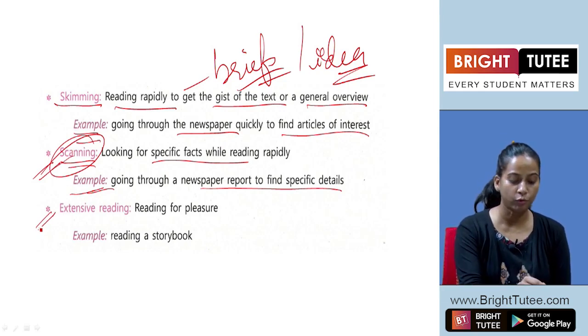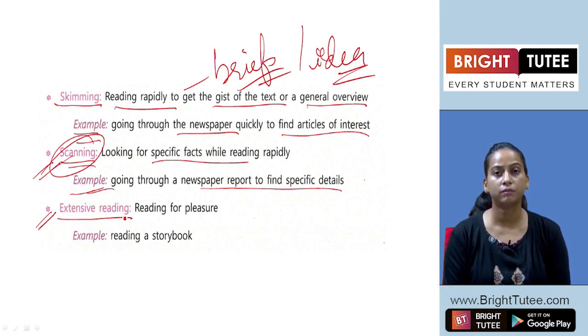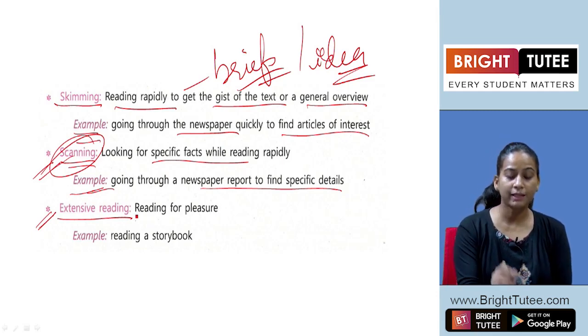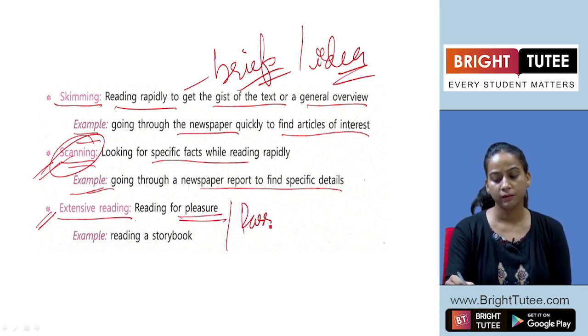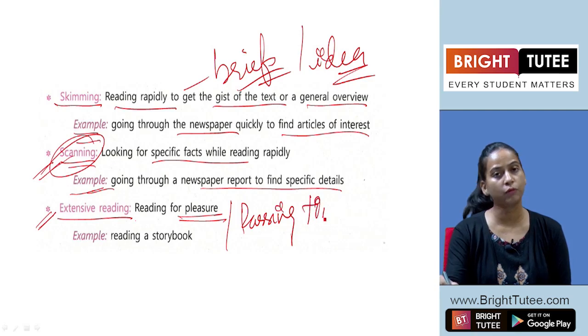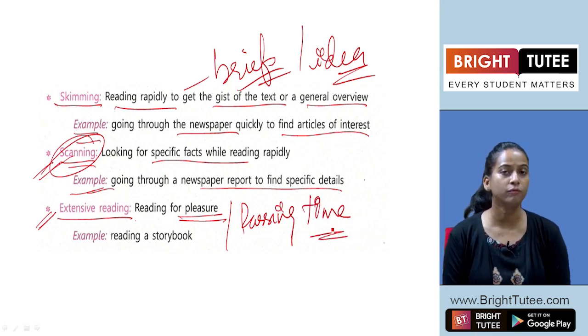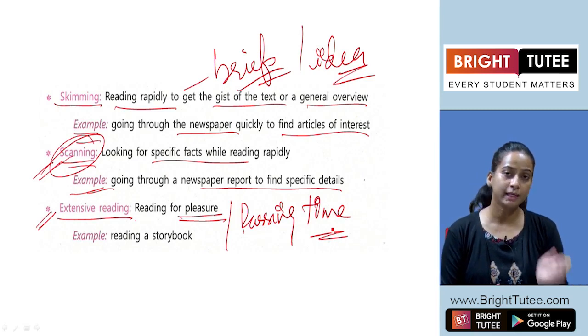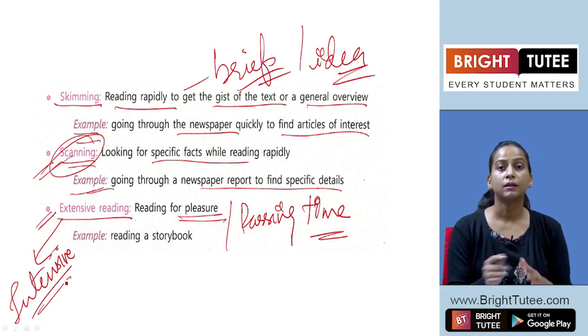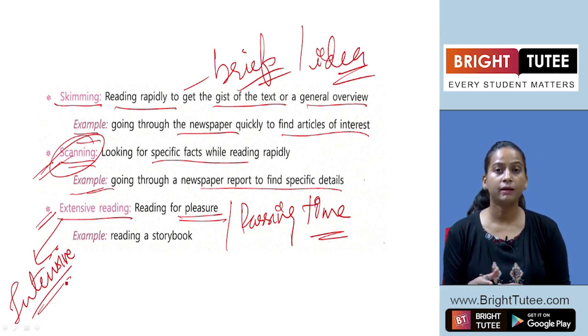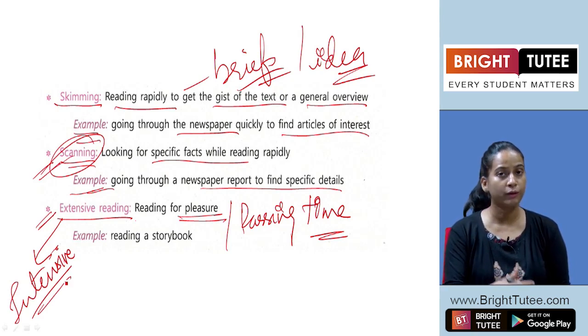Now we are moving to the fourth one, that is extensive reading. Extensive reading is totally opposite of intensive reading. Here, in extensive reading, why are we doing it? Only for pleasure, or just for passing the time. We do this sort of reading for that. But the opposite of that, intensive reading, you must be remembering, was with full concentration and full focus while you are trying to grab the meaning out of it, while you are reading it to comprehend it.